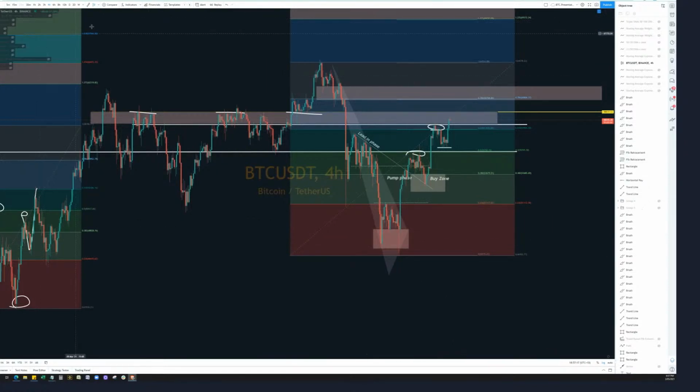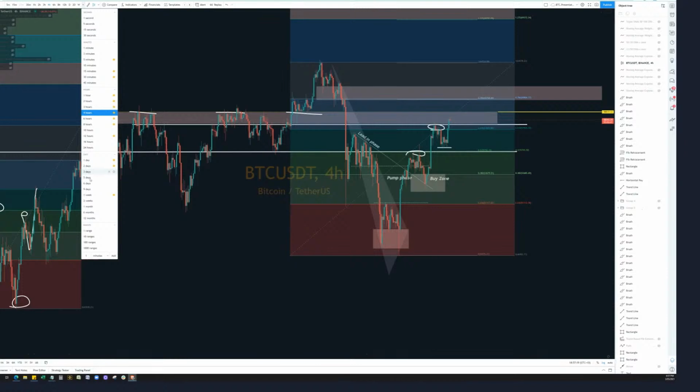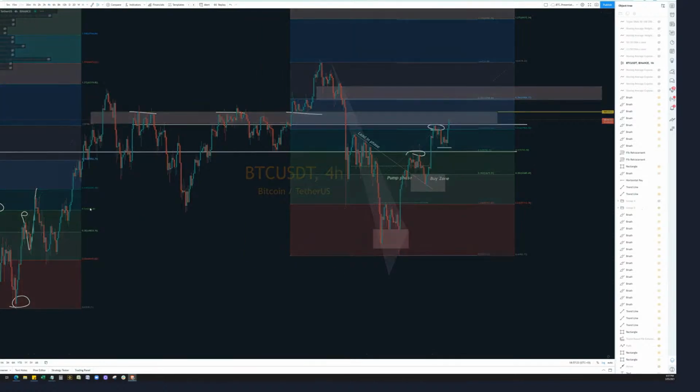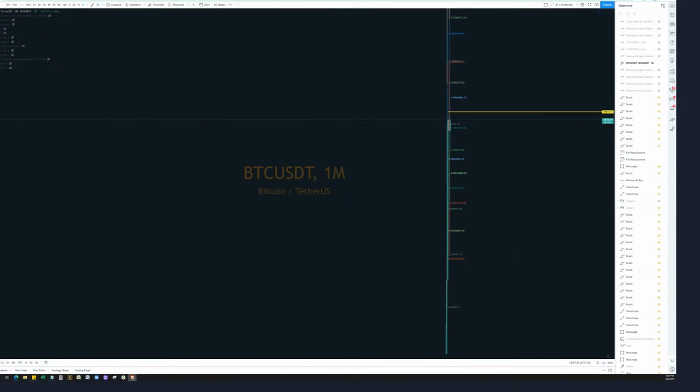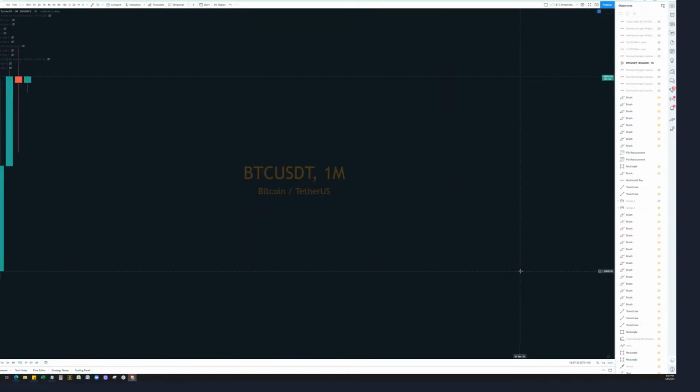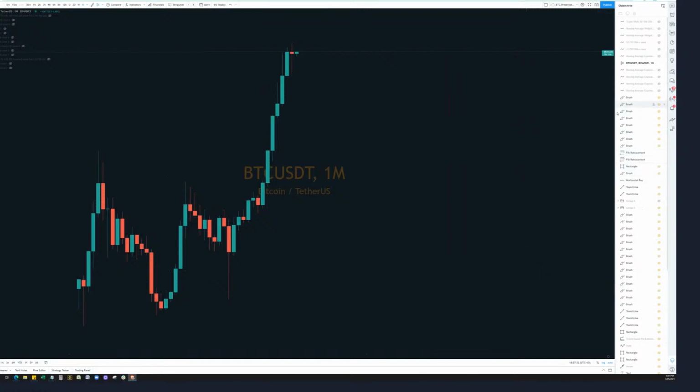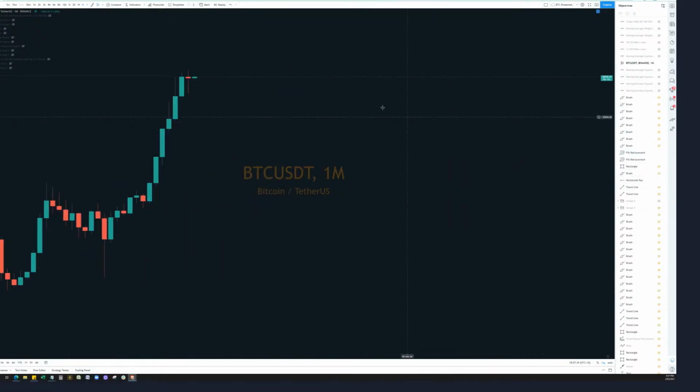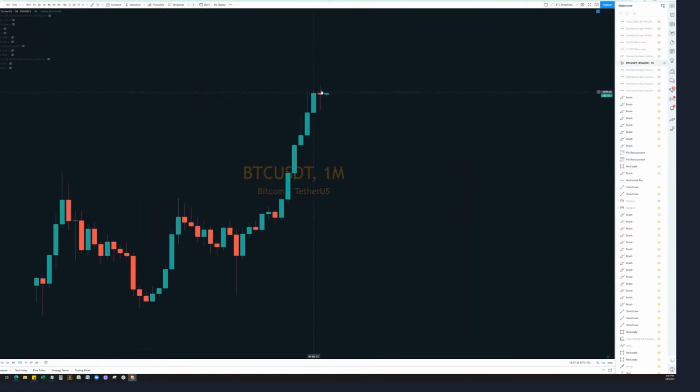So if we look at the monthly chart, where are we? And what I'm going to do is just hide a lot of that stuff. You can see the monthly is bullish, right? Look at the candlestick on the monthly.